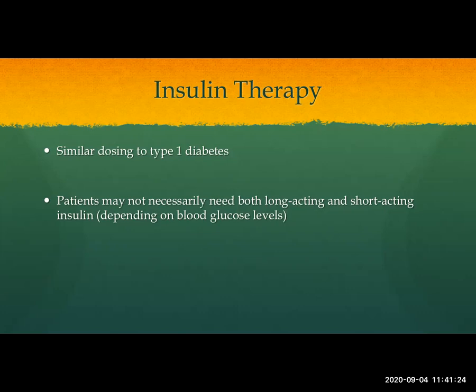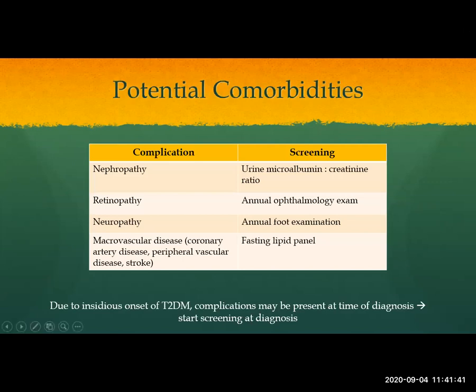Some people also do a sliding scale where, if your blood sugar before you eat is between 100 and 200, give yourself this much. If it's 200 to 300, give this much. So there are different ways to do the dosing in type 2 patients, but the basic idea is the same. And the comorbidities for type 1 and type 2 are essentially the same. But as I said, the complications start at diagnosis because they may already be present depending on how long this has been going on.